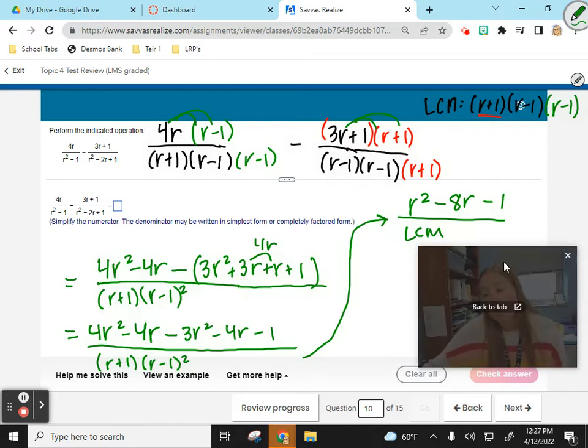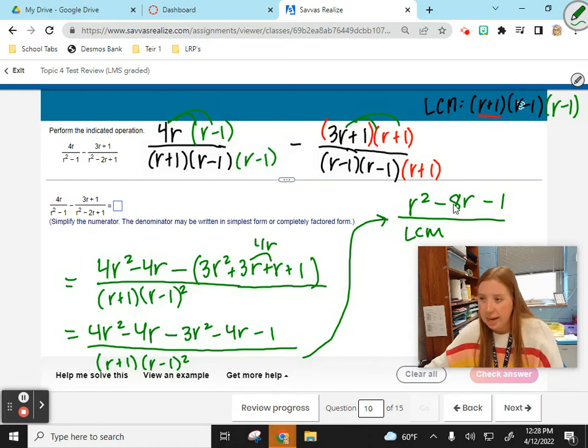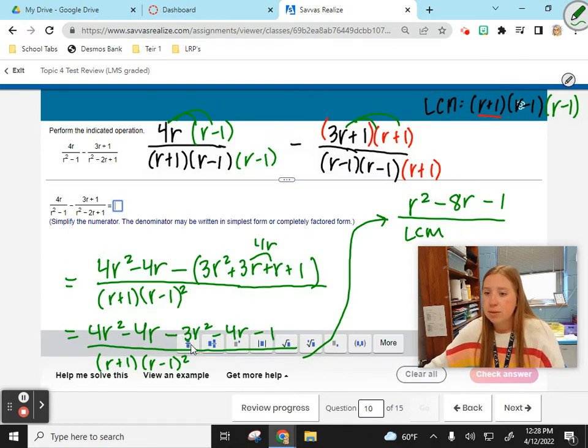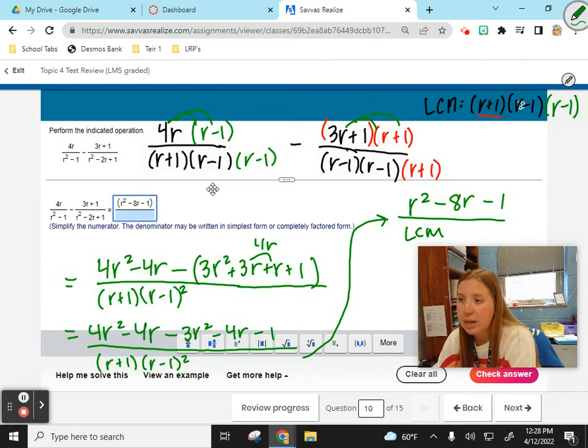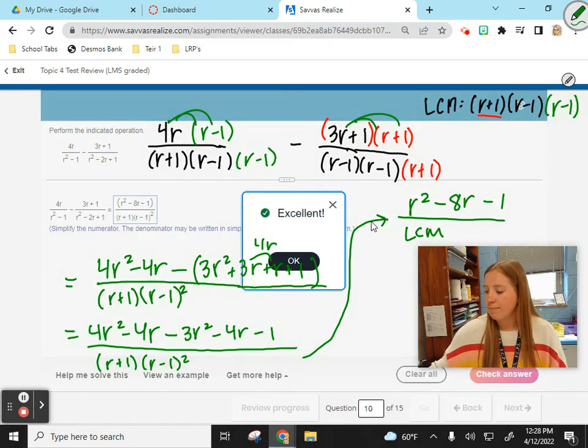And then the last thing we would want to do is just check to see if this factors, but there's no factors of 1 that would ever add up to 8. Therefore, that is going to be my final answer. R squared minus 8r minus 1 divided by r plus 1 times r minus 1 squared. Like I said, that one's kind of challenging.